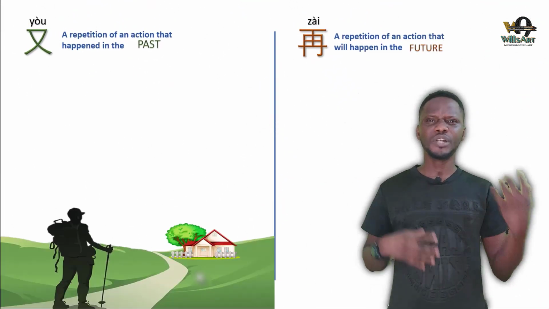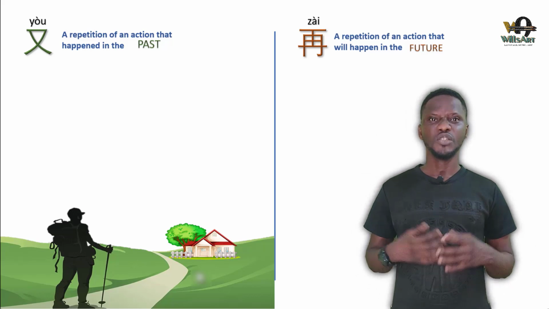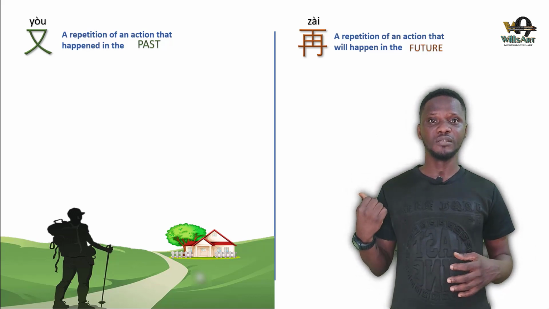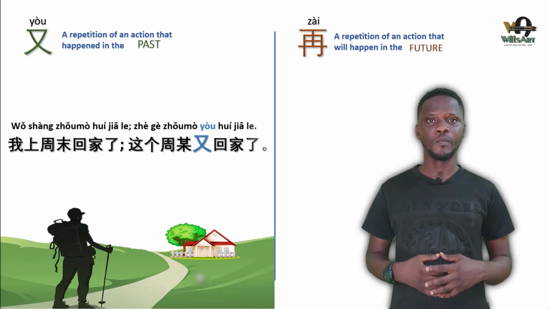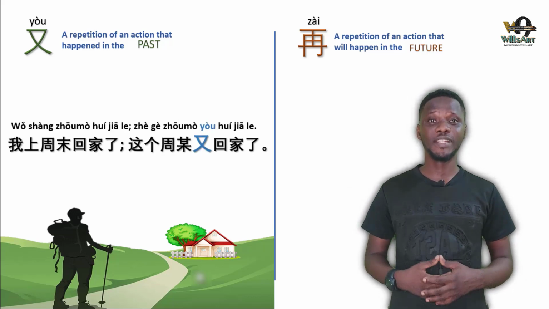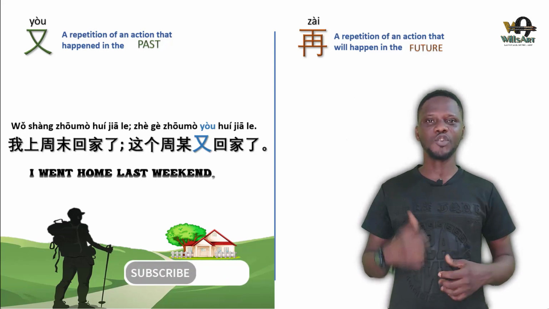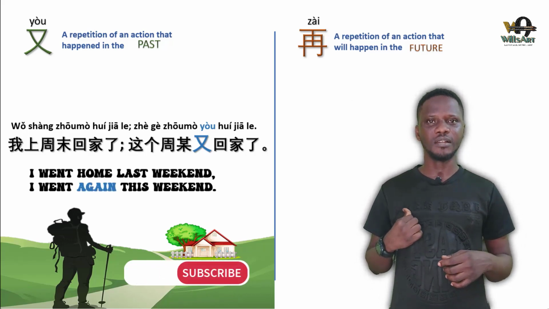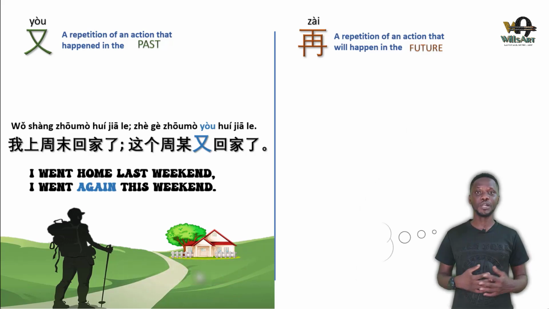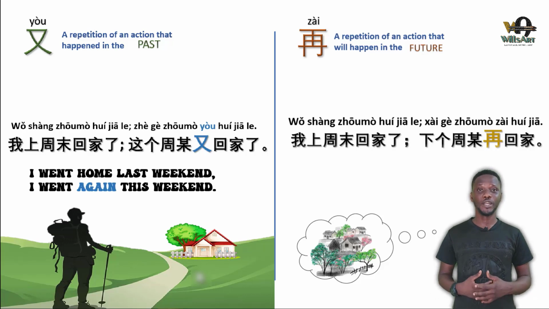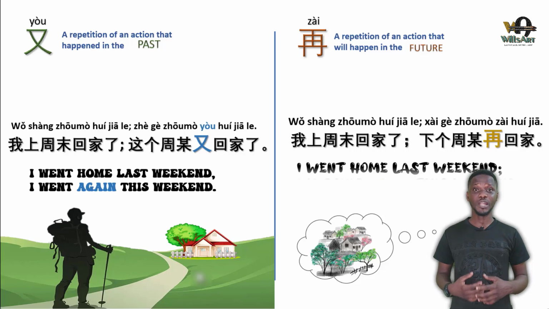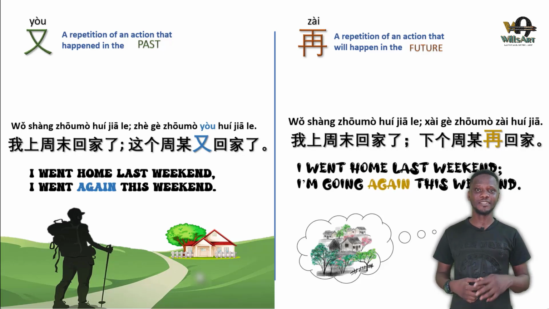Let's look at another scenario. Let's assume that I like to travel to my hometown every time. So I can say something like, I went home last weekend. This weekend, I went home again. So how do we say that in Chinese? 我上个周末回家了，这个周末又回家了。So let's assume that I'm going to go next week. So how will I say that? 我上个周末回家了，下个周末再回家。I went home last weekend. I'm going again next weekend.